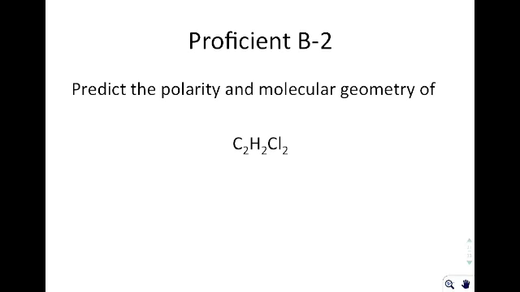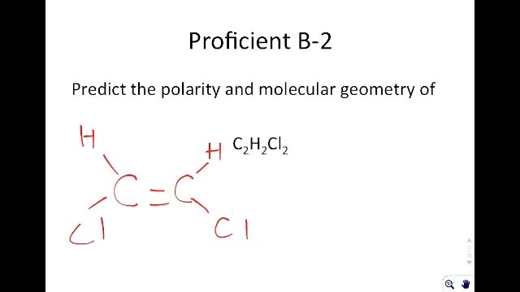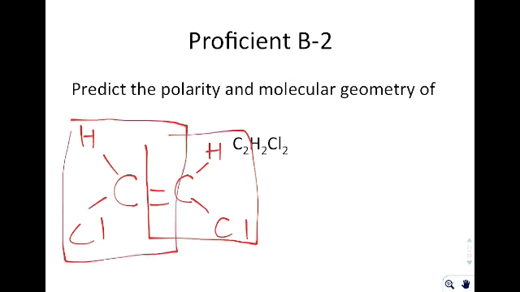Next it says predict the polarity and molecular geometry of this. And there's actually an interesting thing here. You can draw this molecule 2 ways. The first way is you can draw it here, connected to an H and a Cl2. If you look at this central atom and at this central atom, both of them are trigonal planar. It doesn't matter how you draw this molecule, it ends up being trigonal planar for both carbons.